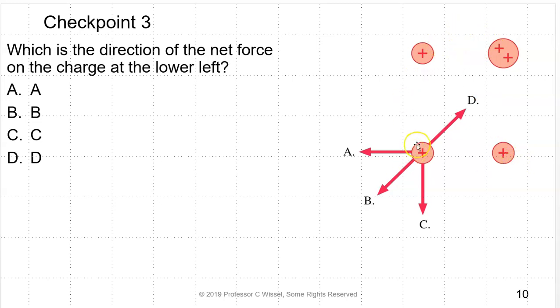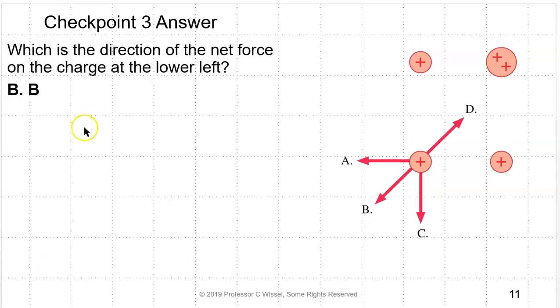Now then I start breaking it up. Okay, this one is going to push that one in that direction. That's B. This one is going to push in direction C. That one's going to push in the direction of A. These two are equal. And if you add them up, sort of mentally, it's going to be along this direction, along B. They only asked for direction, not magnitude, so I'm not worried about the length of the vectors. It ends up being B.